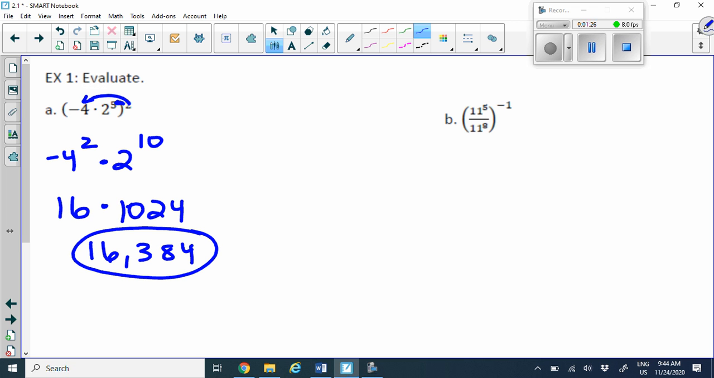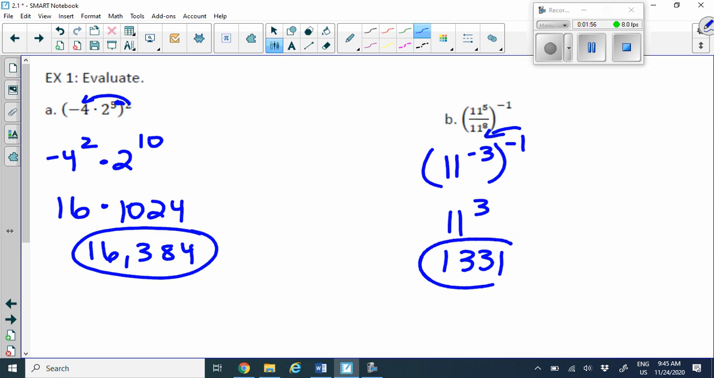I'm going to go ahead and evaluate what's inside the parentheses first. So we have the same base and we're dividing, meaning we subtract the exponents. So 5 minus 8 gives us -3. Now this is still being raised to the -1st power. Now that we have an exponent raised to another exponent, we're going to go ahead and multiply. So -3 times -1, that will give us a +3. So now we just do 11 to the 3rd power. You can just put that into your calculator, and we get 1,331.